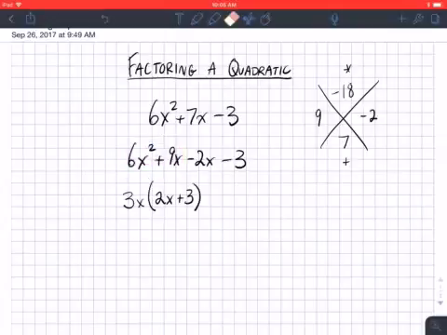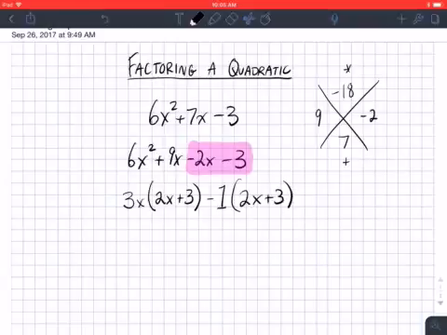Then I'm going to factor the next two terms by grouping. They have a negative 1 in common. And I'm going to write the 1 there so I don't forget about it later. When I factor the negative 1 out, or when I divide the negative 1 out, I get a 2x plus 3 left over. So that looks sort of complicated.